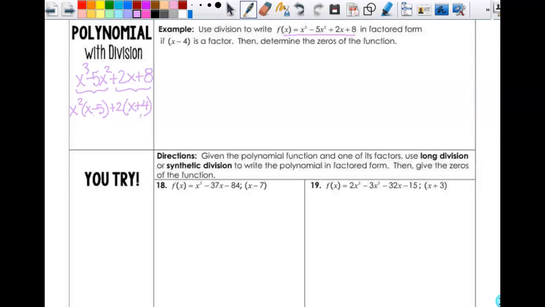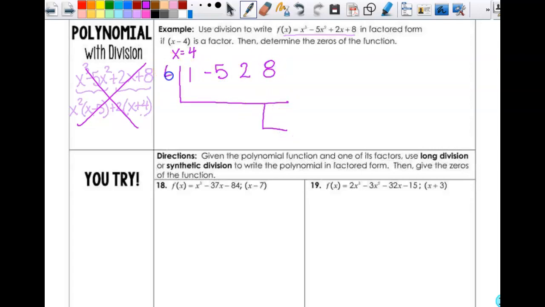But another option we have is, if they give me a factor, which they did, they told me x minus 4 is a factor. So if I factored it, that would be one of them. This is just not going to work. So I know that x equals 4 is one of my zeros. I can use synthetic division basically to break this down a little bit. So we're going to do synthetic division just like we have been. My coefficients are 1, -5, 2, and 8. And my 4 goes out here.